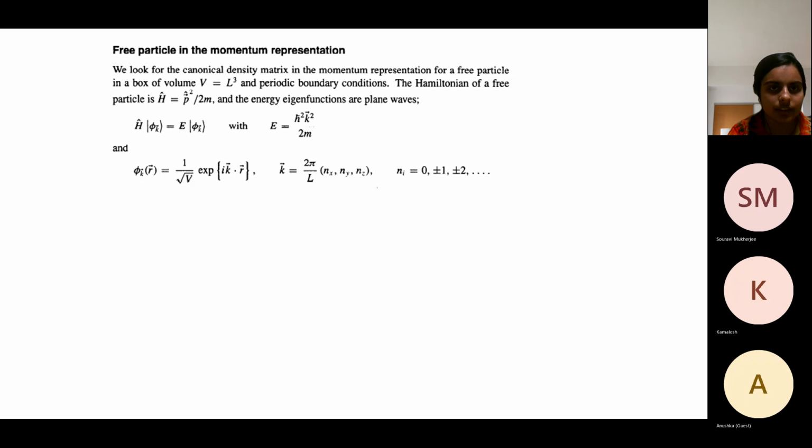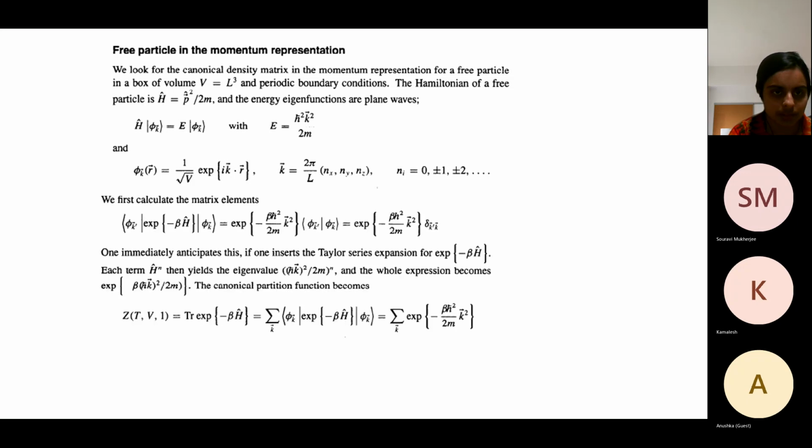So what you have to find is the canonical density matrix. Just like what we were doing in the last case, what you have to do is e to the power minus beta H. Obviously, later we'll see that rho is defined as e to the power minus beta H by Z. But first we're evaluating this term, e to the power minus beta H, and then we take this inner product.